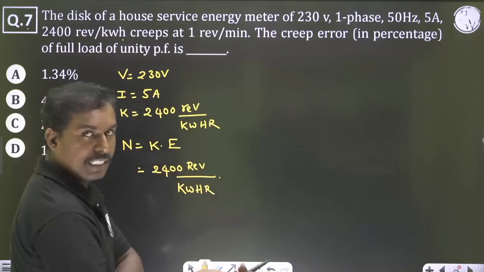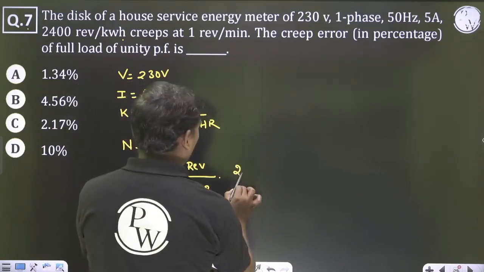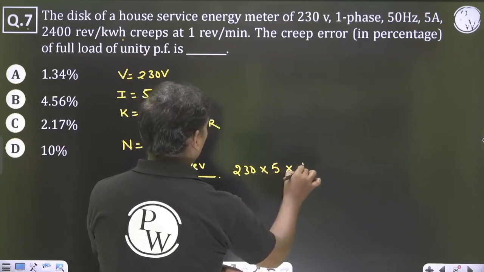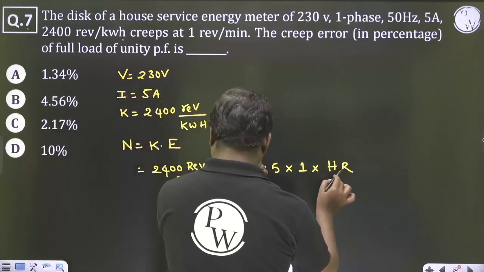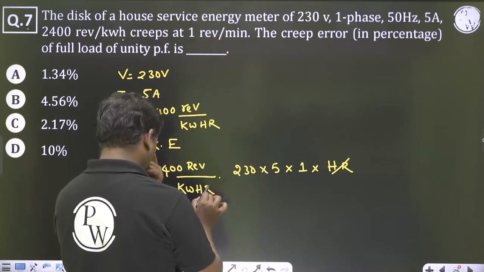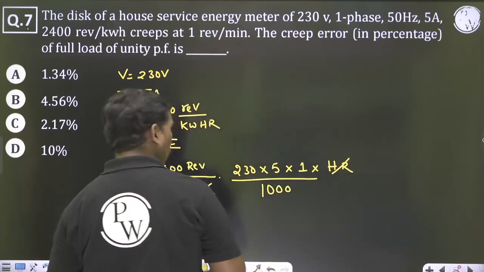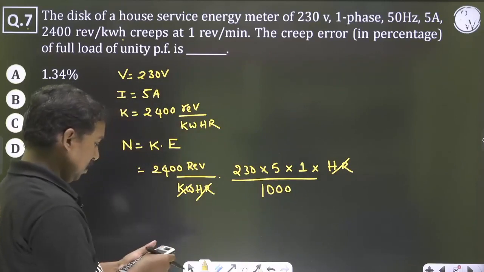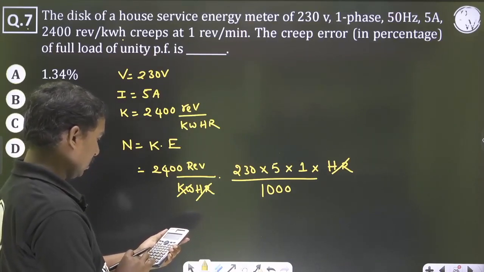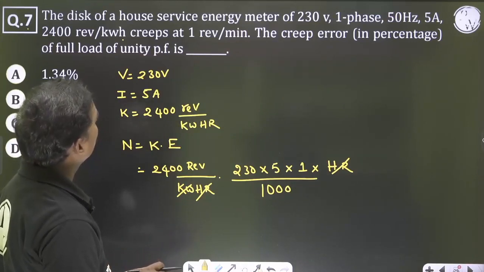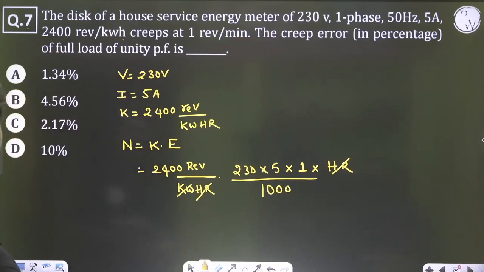Energy is equal to VI cos phi T. So this is 230 into current 5 amperes, cos phi is equal to 1. So what is the time? Time you take 1 hour. And if you convert this into 1000, the kilowatt is also gone. So N is 2400 into 230 into 5 divided by 1000. K is 2400 revolutions per kilowatt hour, creeps at 1 revolution per minute. 1 revolution per minute means for 60 minutes it should be 60 revolutions.